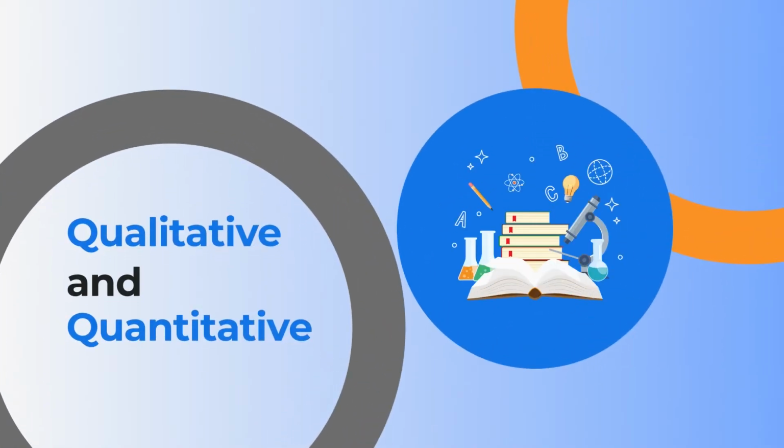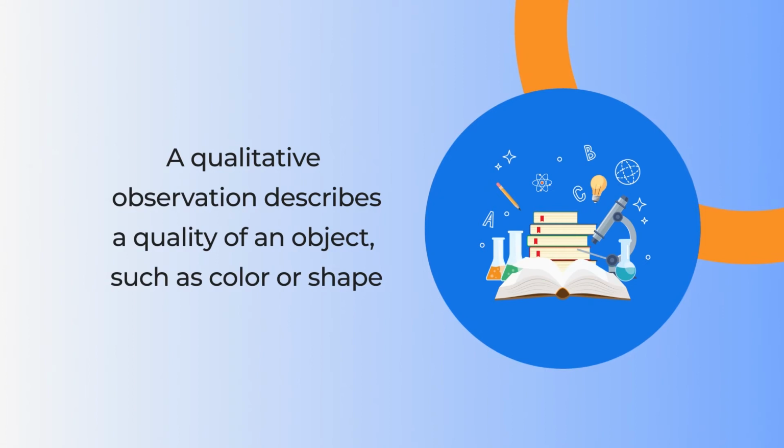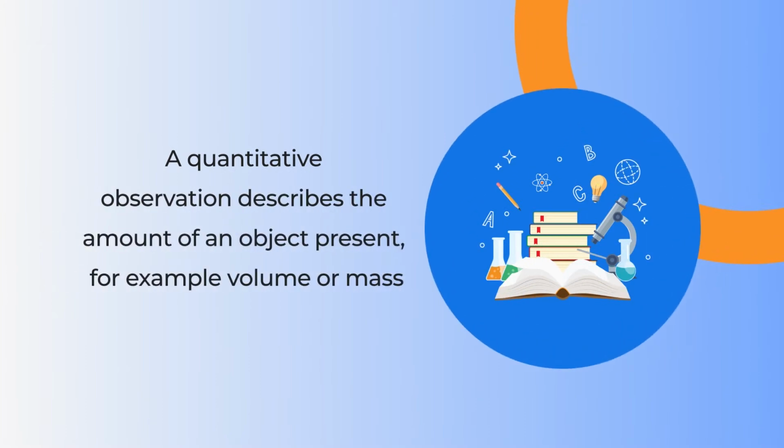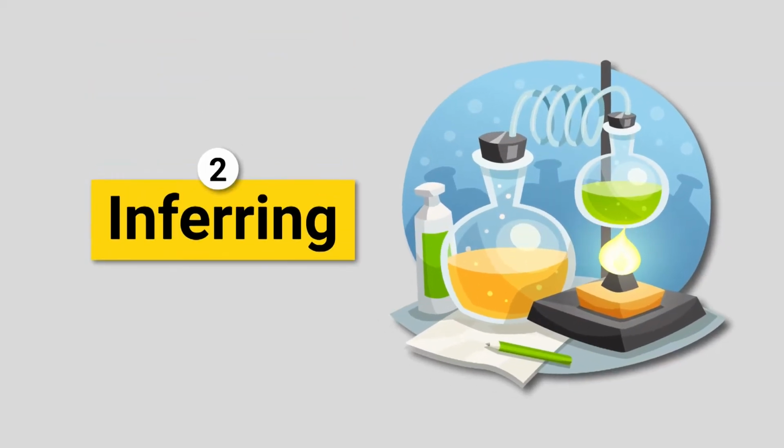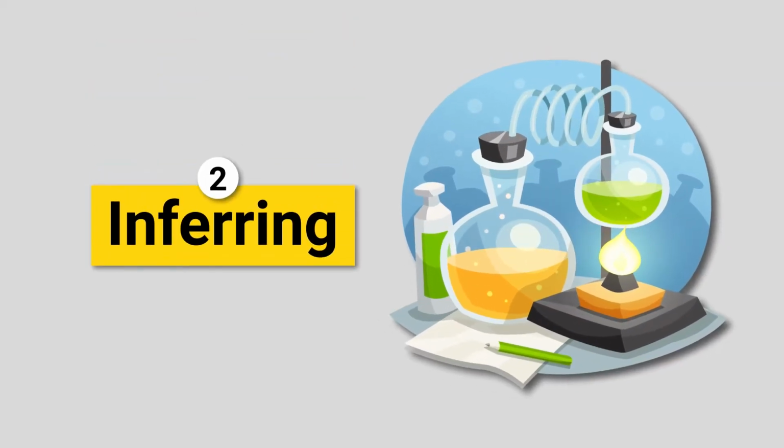Qualitative and quantitative observations. There are 2 types of observations: qualitative and quantitative. A qualitative observation describes a quality of an object such as color or shape. A quantitative observation describes the amount of an object present, for example, volume or mass. Inferring is another process skill.